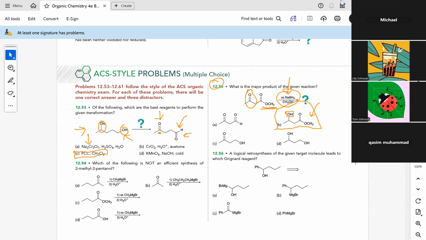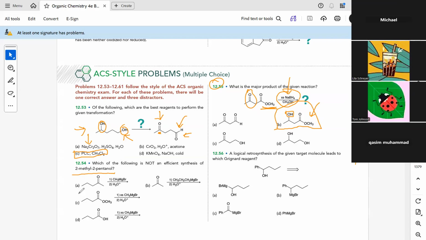How about 54? So we're asked in question 54 down there, which is not an efficient synthesis of 2-methyl 2-pentanol. Oh, my stylus disconnected. Give me a second here. Okay, looks like we have it back up and running here, at least temporarily. So we want to know what's not an efficient synthesis of this 2-methyl 2-pentanol. So let's see here. This is number 54.